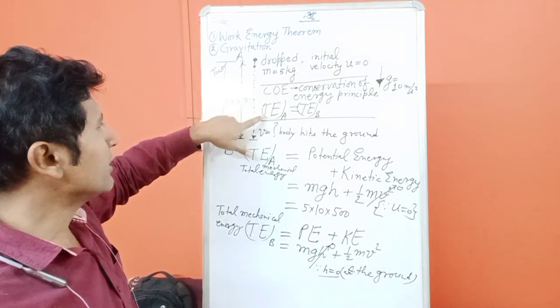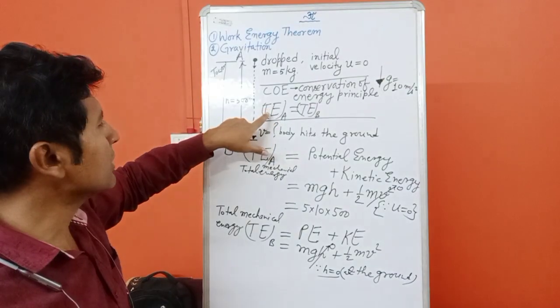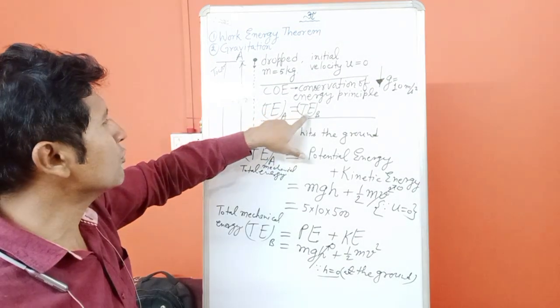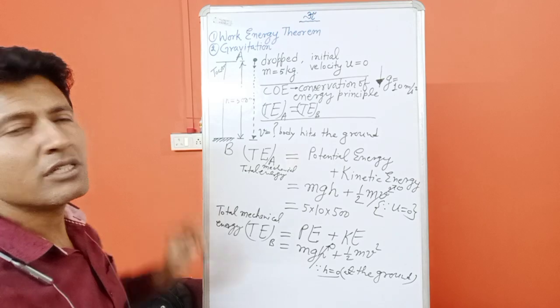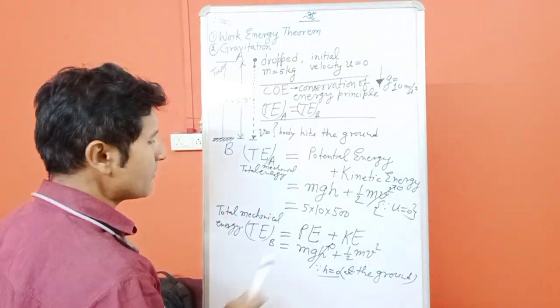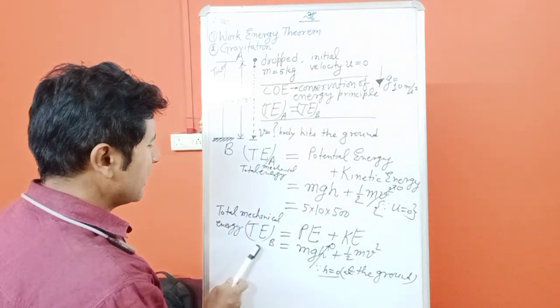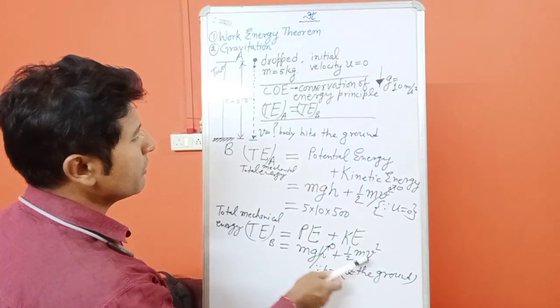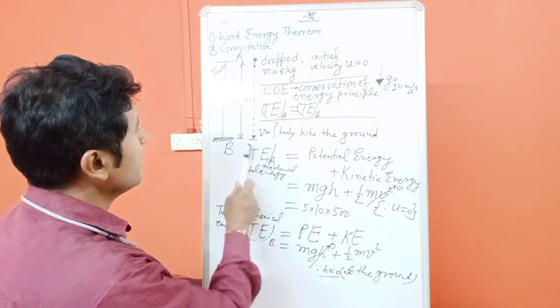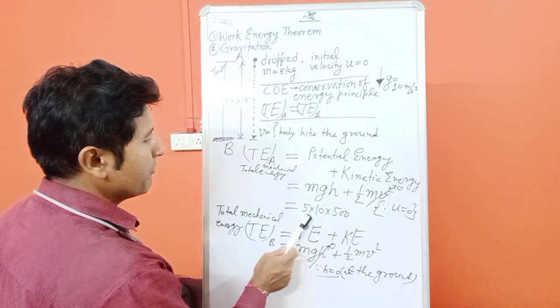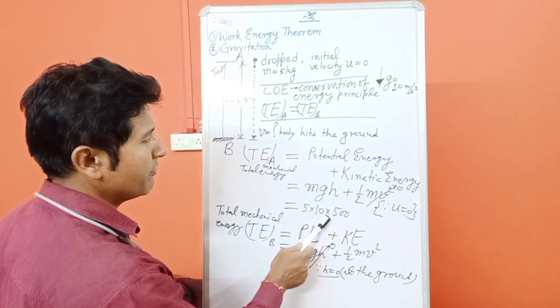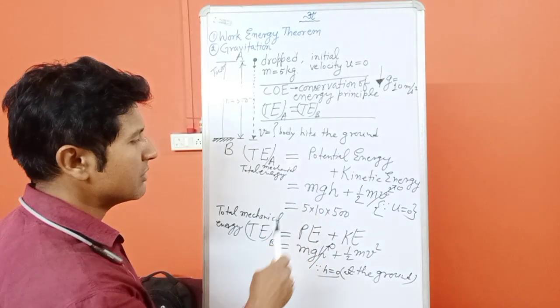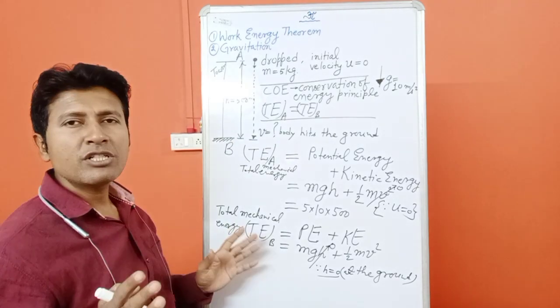So that's why we have written total mechanical energy at point A must be equal to total mechanical energy at point B. Correct? This one is clear. Now the total mechanical energy at point B is half mv square and the total mechanical energy at point A is 5 into 10 into 500. This point is clear or not, right?